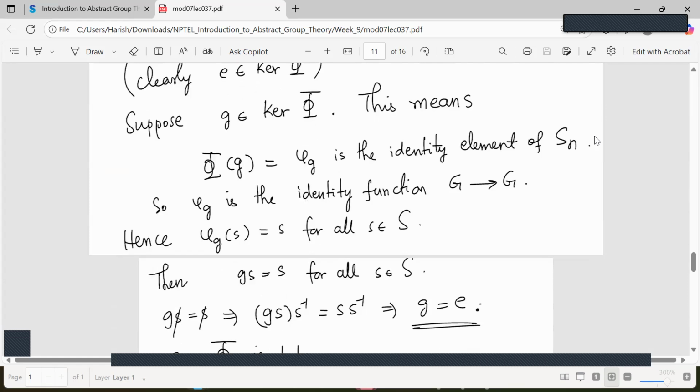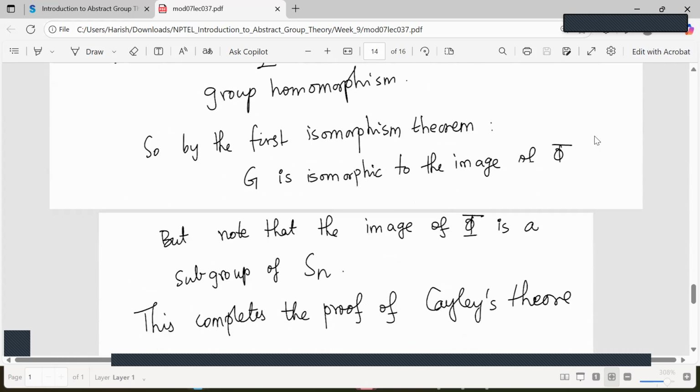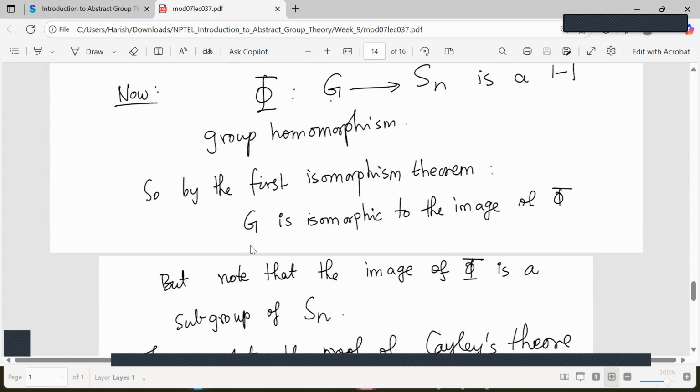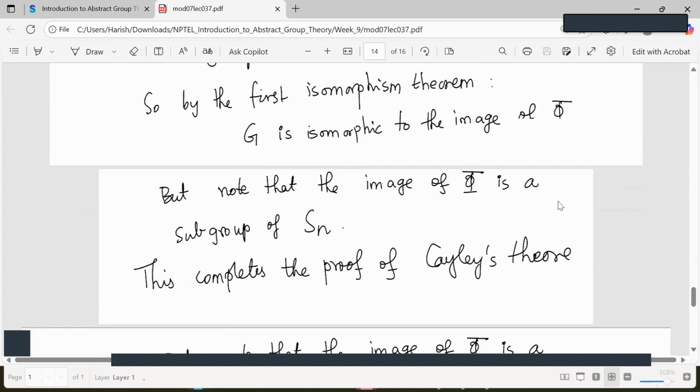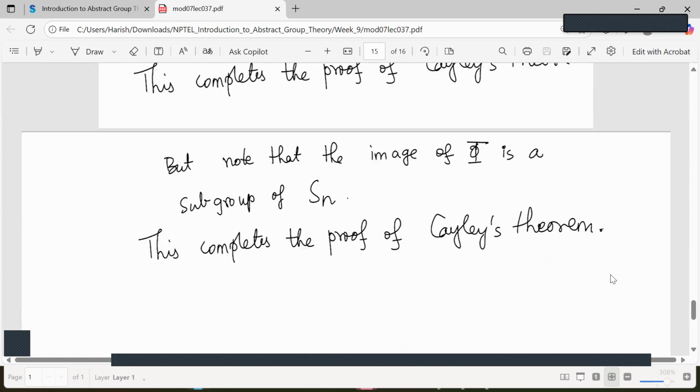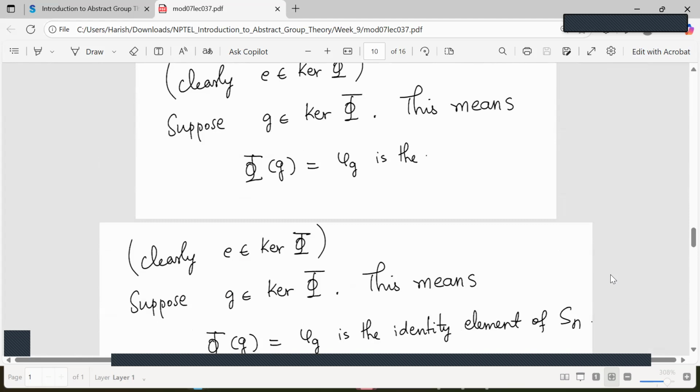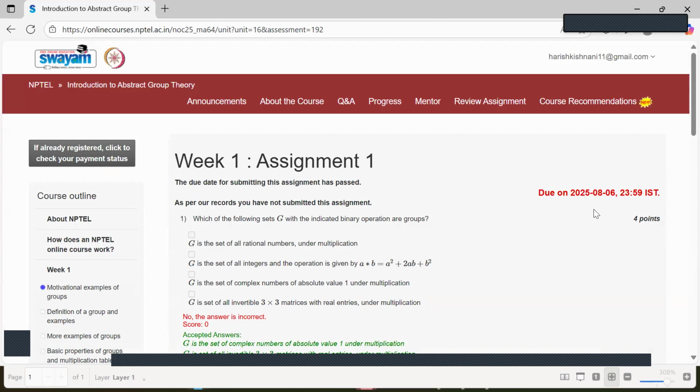Now, by the first theorem of isomorphism, G modulo the kernel, which is just G because the kernel is trivial, is isomorphic to the image of phi. And for a homomorphism phi, the image is a subgroup, which proves that G is a subgroup of Sn. Fine. Any doubt in that? No, sir. Now it's okay. Okay, so this completes the proof of Cayley's theorem. If you have any other doubt, you can ask. Otherwise, we will start discussing assignment one.